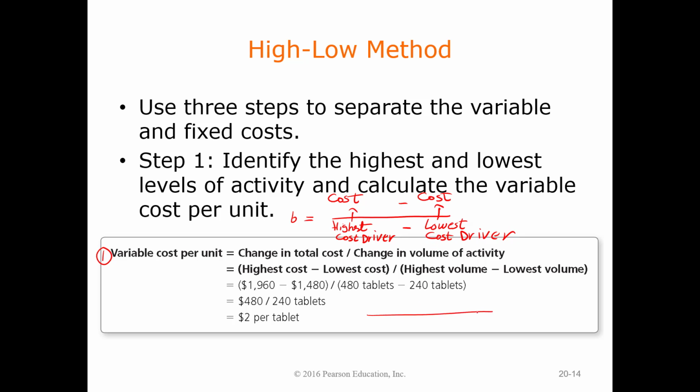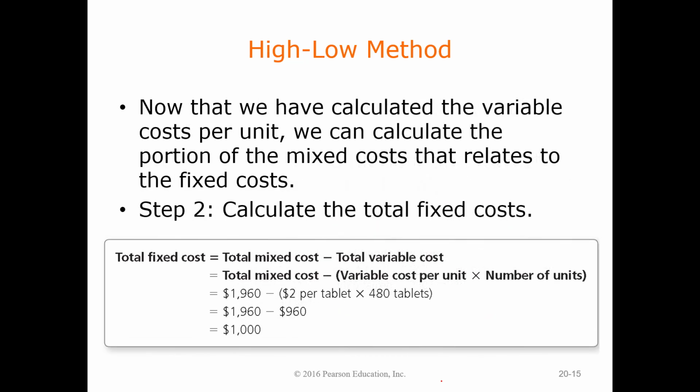Okay, I said that the highest point was 480 and the cost was 1960. The lowest cost driver was 240 tablets and the corresponding cost is 1480. So the variable cost per unit B equal to $2. This is the first step. The second step is to calculate the fixed cost.